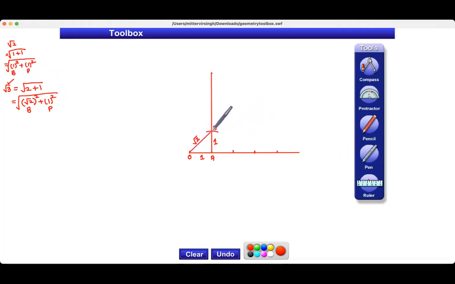So I will now take this OB as the base, and on this base, I will make an angle of 90 degrees. So how will I make an angle of 90 degrees over here? Now I'm going to take a compass and construct an angle of 90 degrees. You can also take the protractor. So see here, I'm going to make an angle of 90 degrees.